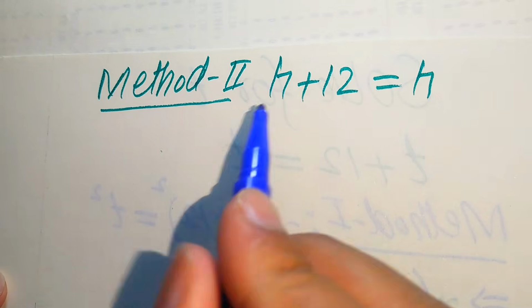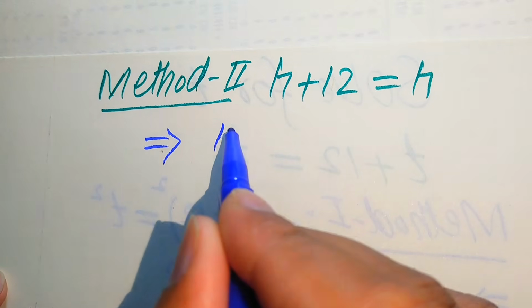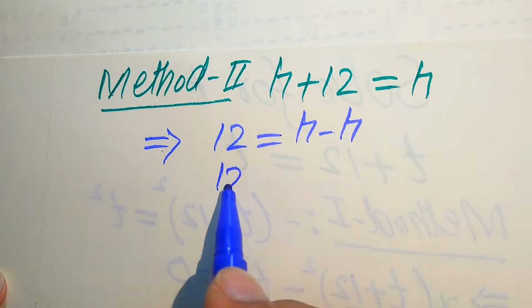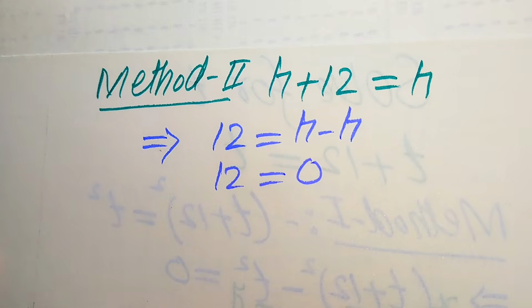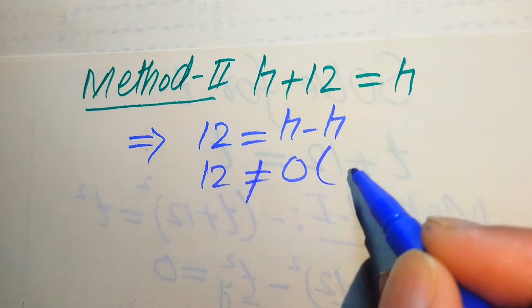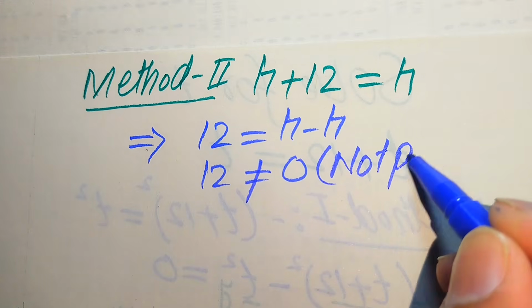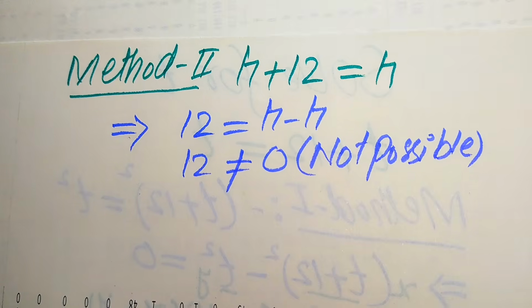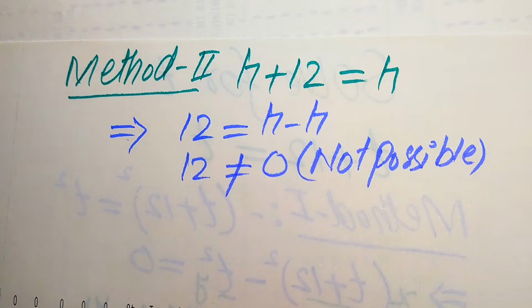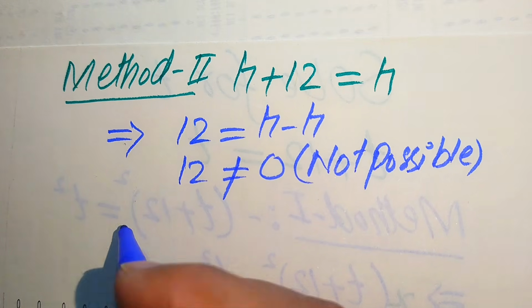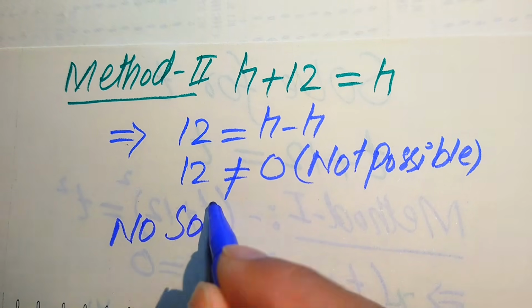Here we move this h from the left hand side to the right hand side, and it will be written as 12 is equal to h minus h, and we obtain 12 is equal to 0. You again see that 12 is not equal to 0. In other words, it is not a possible case that 12 is equal to 0. Here we finally conclude that we cannot get any value of h which satisfies our given question statement. So in the second method, we directly say that the given question has no solution.